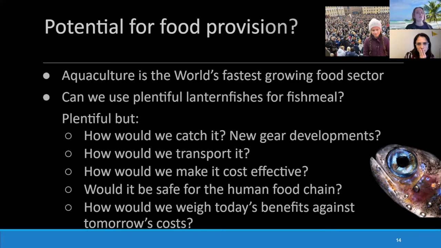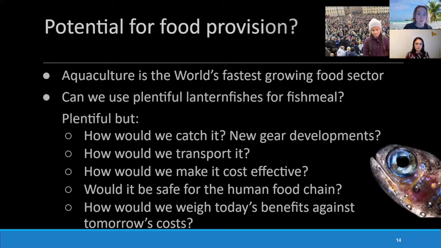How would we catch it? What kind of gear would we require? We currently don't have gear that's optimized for catching such fish. How would we transport it and maintain its quality? Because this is far, far, far off from any coastal area, and so we have to consider how to transport it and keep the fish fresh. How would we make it cost effective? Would it be safe for the human food chain? Would it bioaccumulate toxins if we try to feed it to things that we later eat? How would we weigh, and this is the biggie, how would we weigh today's benefits of harvesting such a resource against tomorrow's costs?